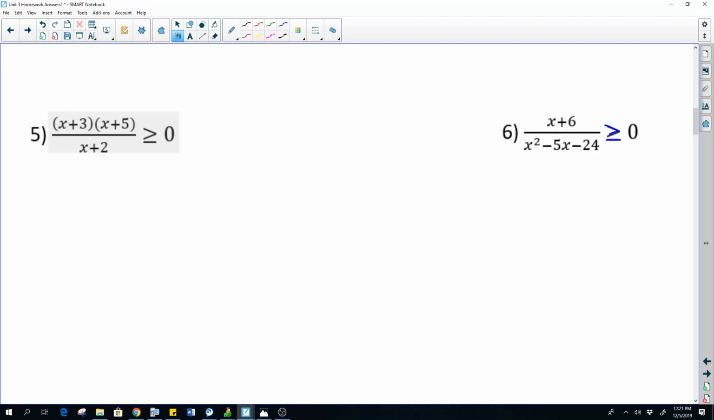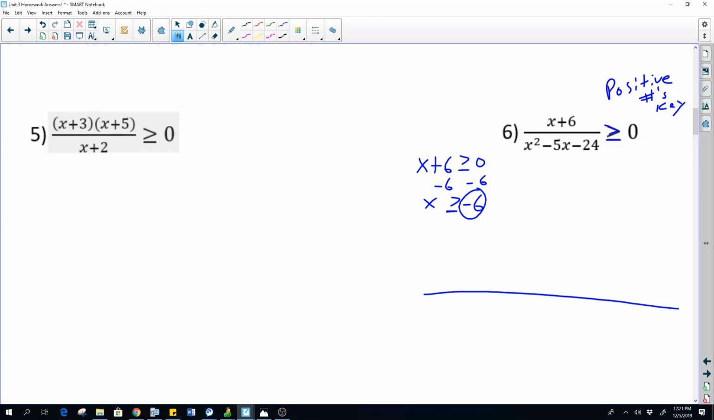So greater than or equal to 0 means what? What is greater than 0? Positive numbers are greater than 0. So that's the key that we're looking for there. Where is it positive? First of all, we start with the top, which is our x plus 6, and we want to see where it's greater or equal to 0. So we minus 6 from both sides, and we get negative 6 as our key there with the equal to. And so then we'll go ahead and do a number line with negative 6.